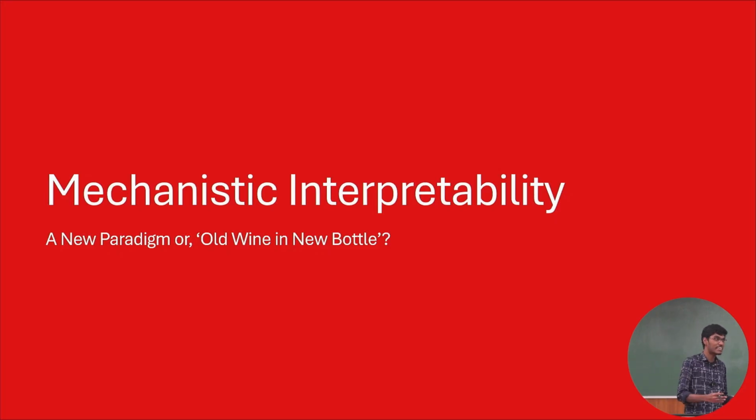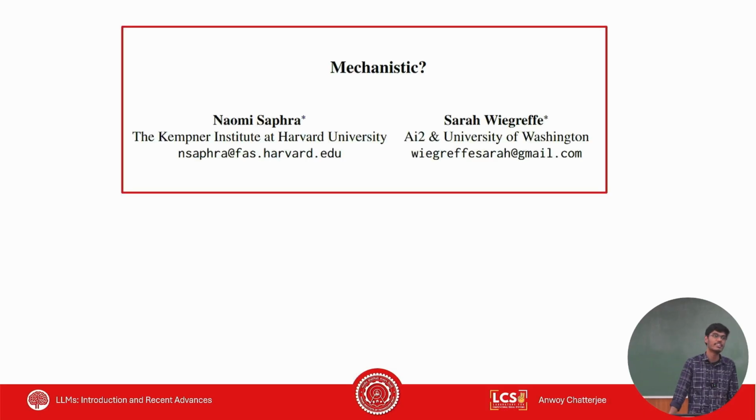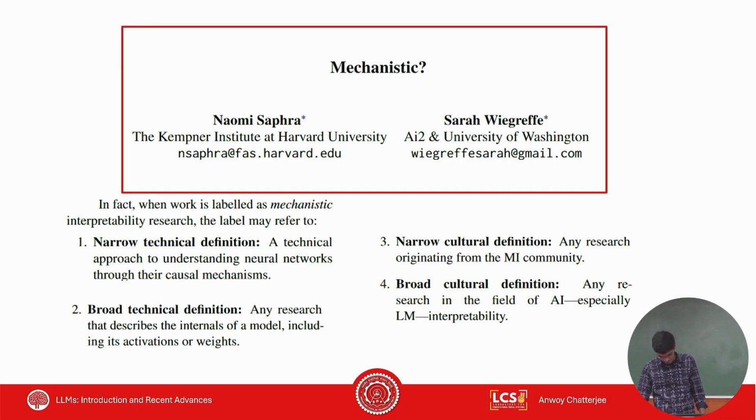But the question is, is it a new paradigm, or are we just pouring old wine in a new bottle? Are we just naming it a new thing? There's an interesting paper in this year's EMNLP. This is a position paper. The paper's name is mechanistic. So what is mechanistic? We don't really know what is mechanistic. No one defines what is mechanistic.